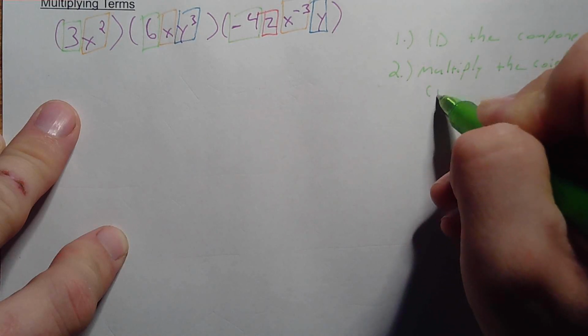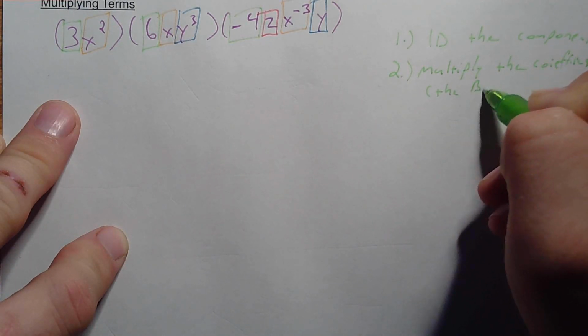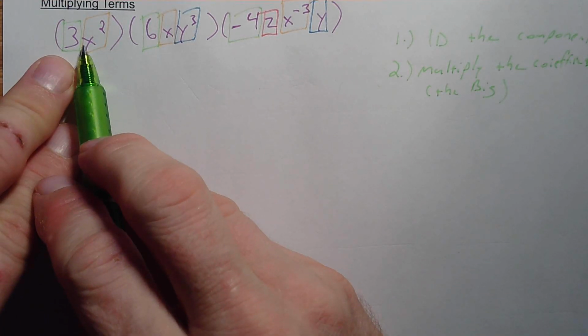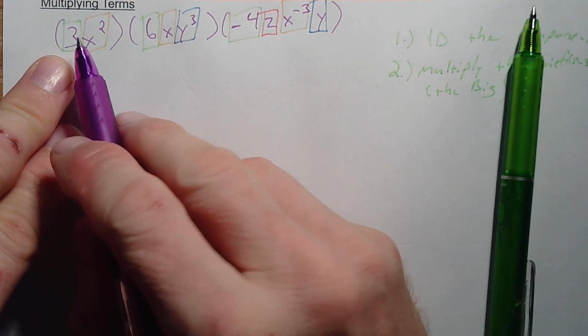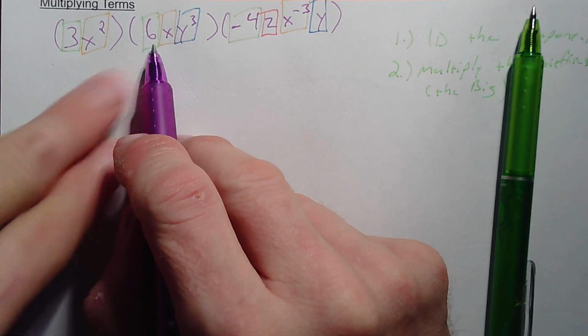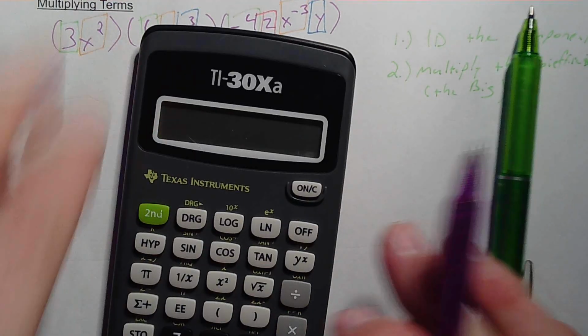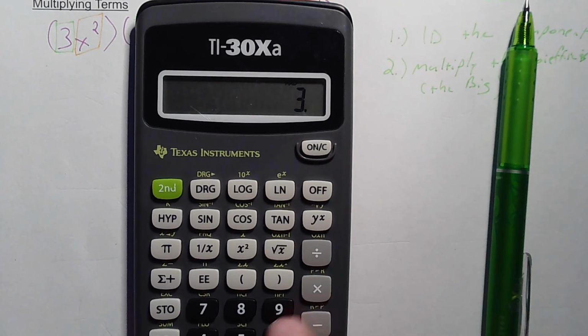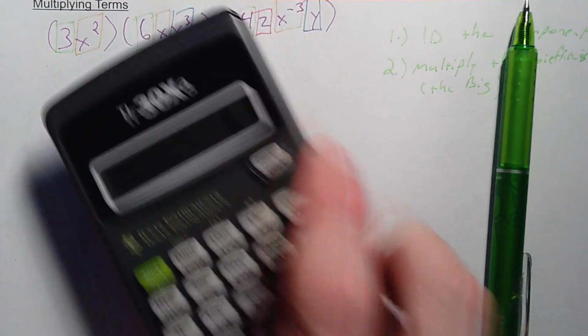The big. Multiply the big. Okay? So 3 times 6 is 18. So 3 times 6. So here's a better way to do it.